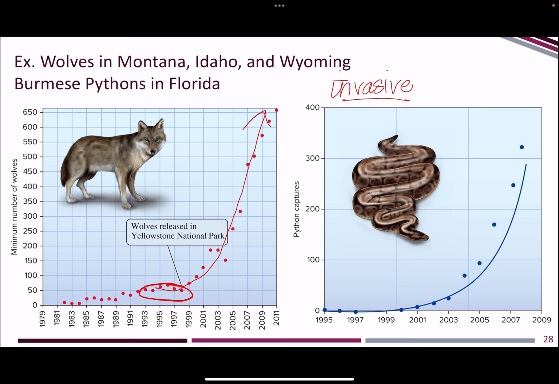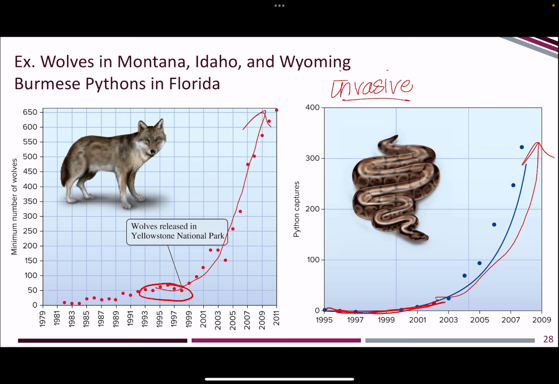So it's not from Florida, it's from Asia, but once it was released into the Florida Everglades, it basically took off. So people had these as pets. They couldn't take care of them. They got too big, they got too expensive, and they released them. So same thing, we've got slow population growth rate and then an increase exponentially.